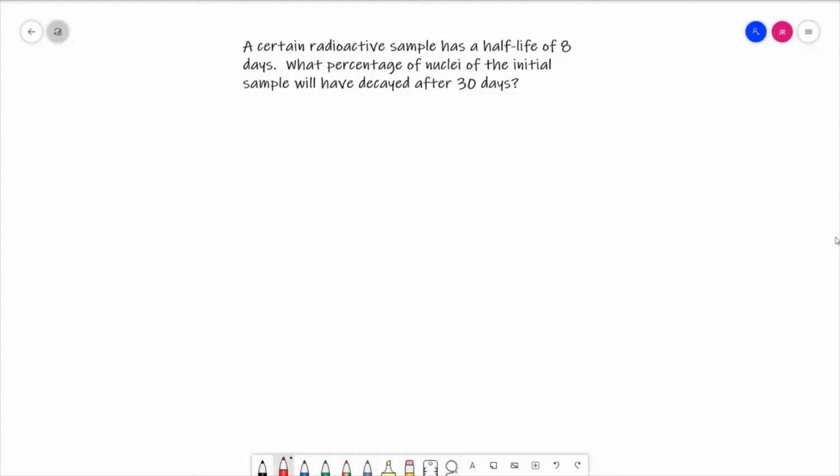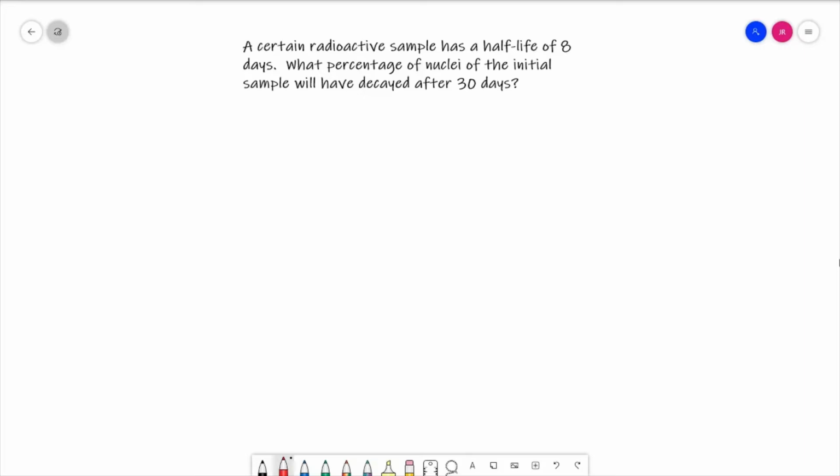Here now is your question for this lesson. A certain radioactive sample has a half-life of 8 days. What percentage of nuclei of the initial sample will have decayed after 30 days? As usual, pause the video at this point, have a go at it yourself, and we'll come back in a moment and have a look at the answer.